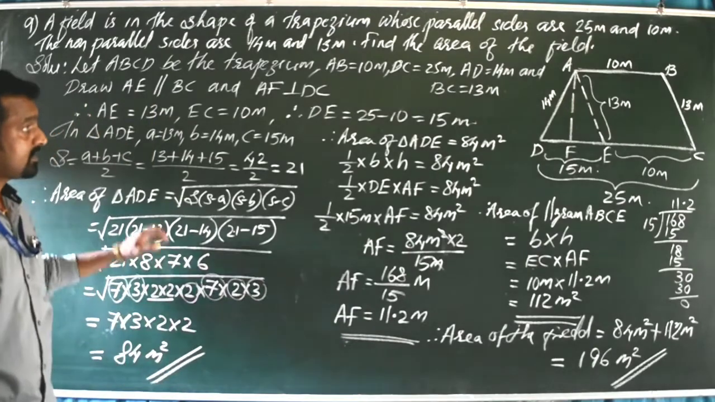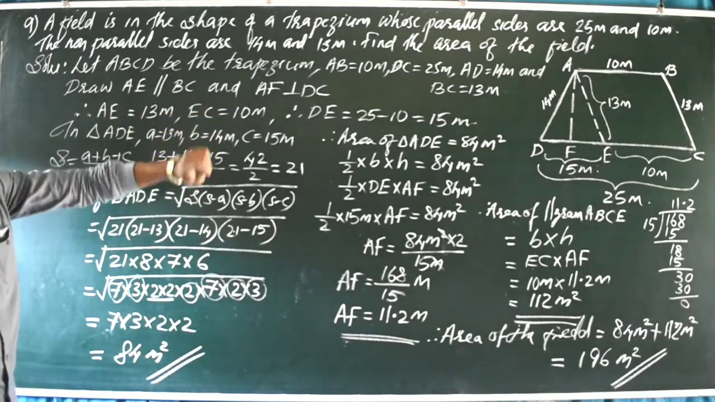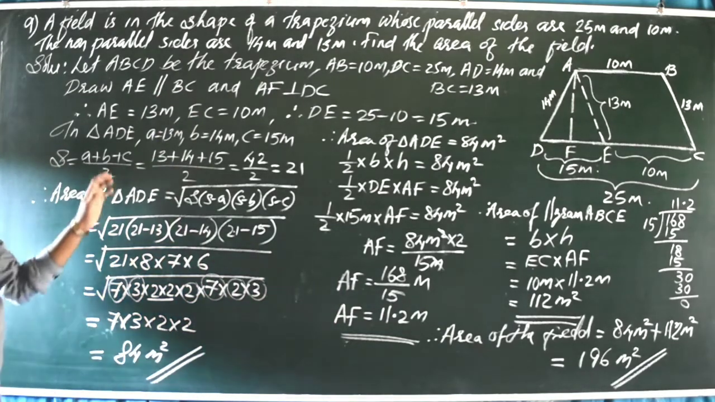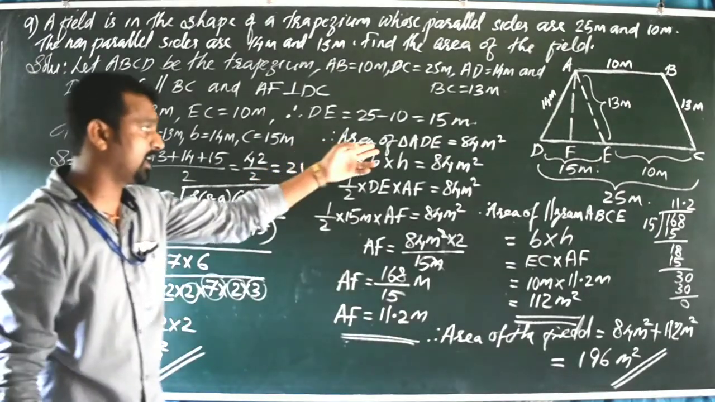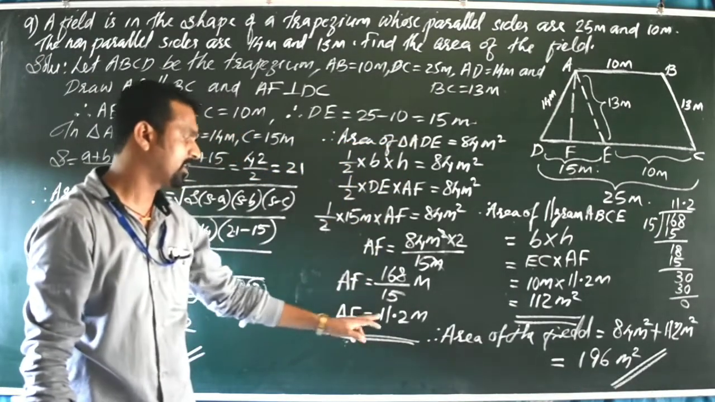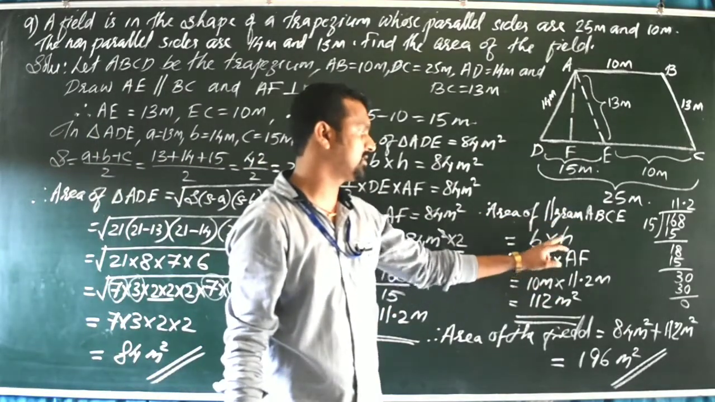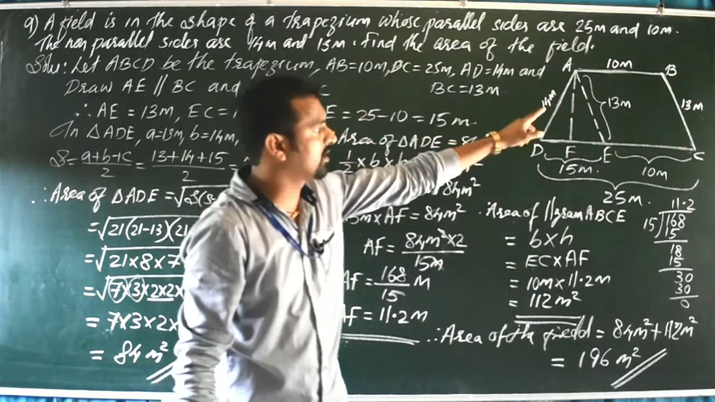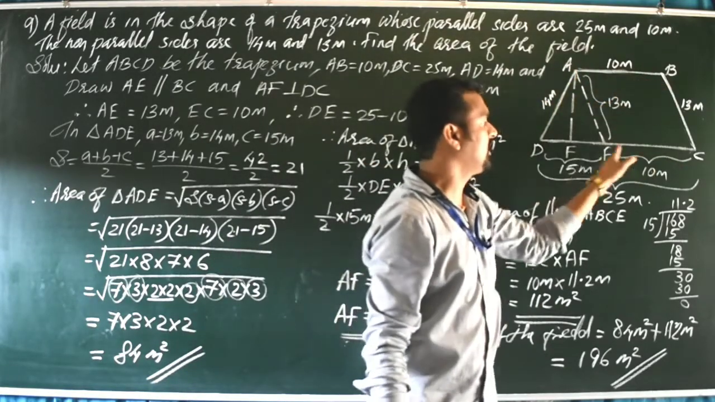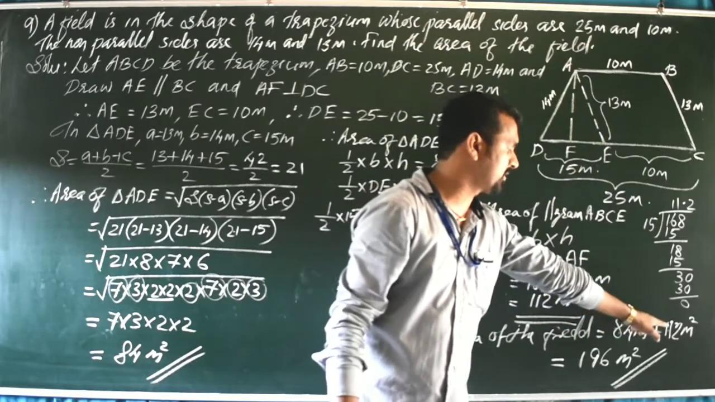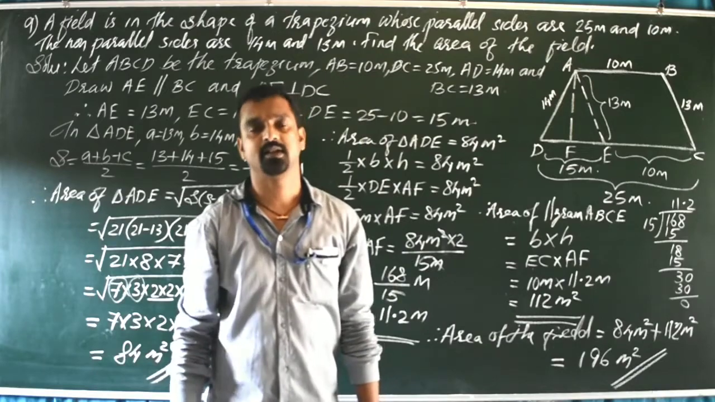So first you have to draw this one, AE parallel to BC and AF perpendicular to DC. Then from there we will get the area of triangle ADE. Then from the area of triangle ADE we have to find out the height AF 11.2 meter. After that we will get area of parallelogram ABCE, base into height. Then area of field is equal to area of triangle ADE plus area of parallelogram ABCE. 84 meter square plus 112 meter square is equal to, you will get answer 196 meter square. That is the answer.